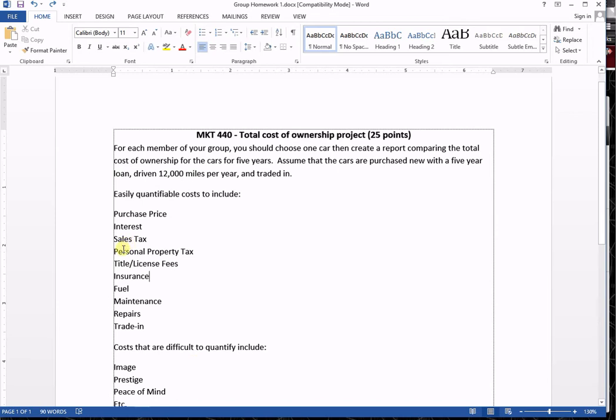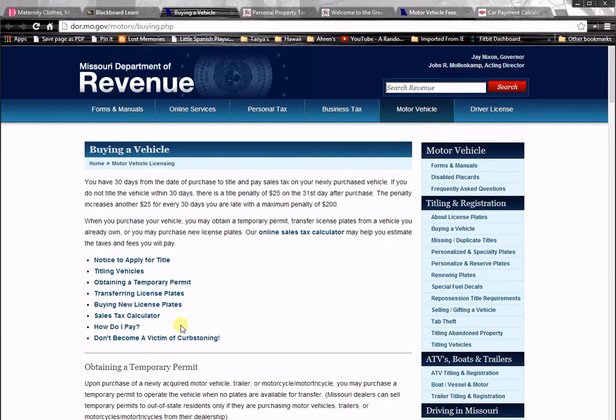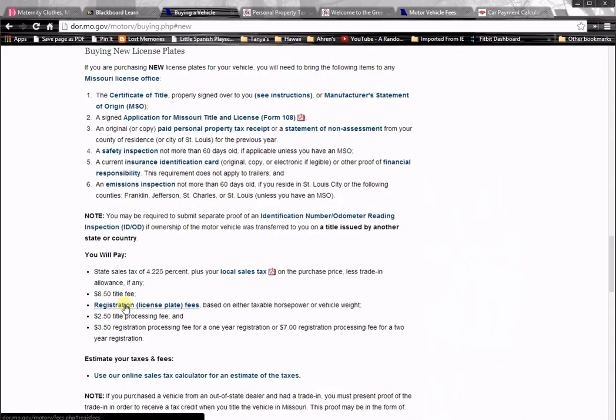So sales tax, title, license fees, and personal property taxes are next on the list. Title license fees are fairly straightforward. I'll show you those links. Department of Revenue for Missouri. Click on this. Several things here. You will look at buying new license plates. It tells you a list of several of the fees. You pay state sales tax plus your local sales tax. This is a list, but you could also use the online sales tax calculator, where you enter your address, hit continue, enter the purchase price of your car, and I think you have to hit calculate twice for it to work.